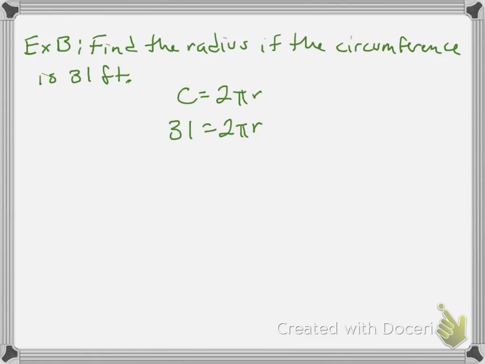So what I can do is keep that 2 pi together as a group, and I can divide 31 by 2 pi, and so I've isolated r by itself: 31 divided by 2 pi.